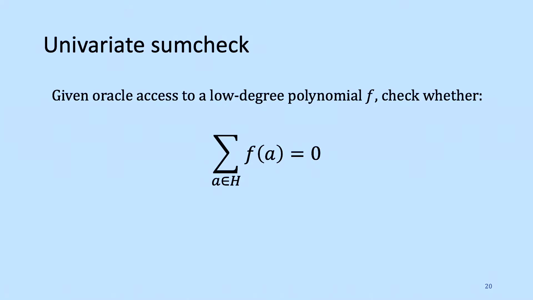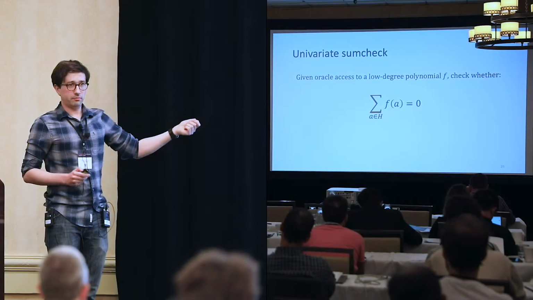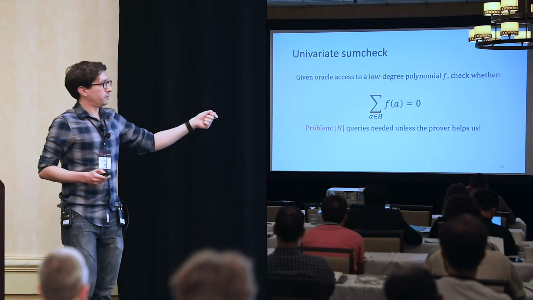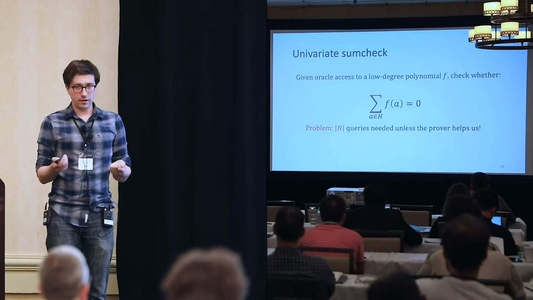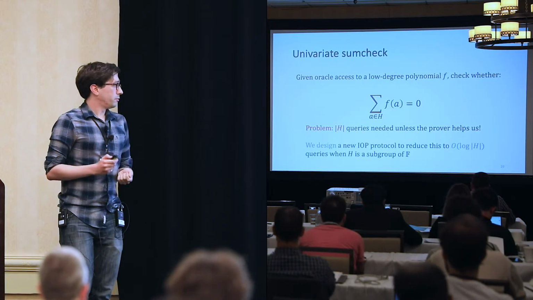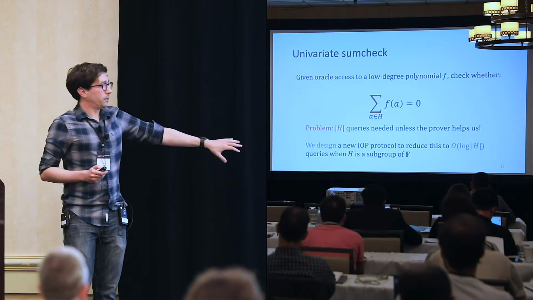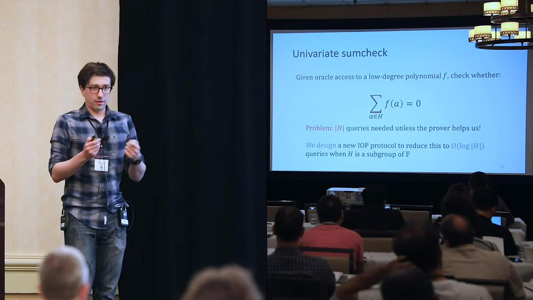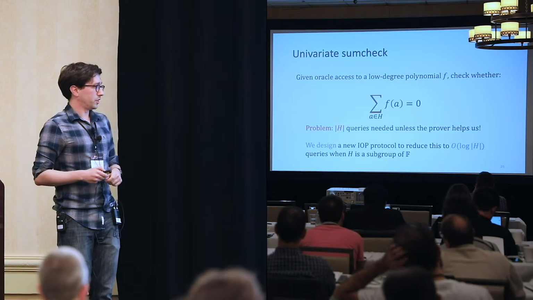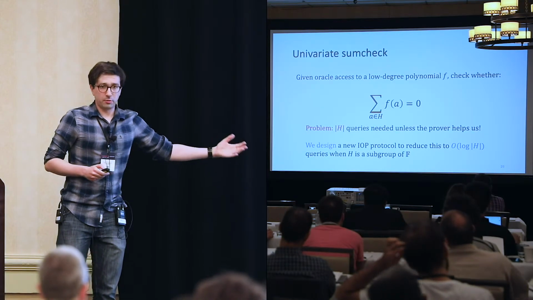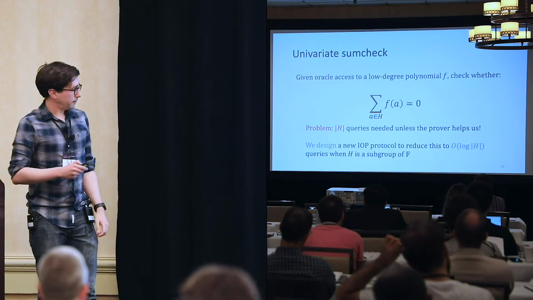And this is what univariate sumcheck looks like. You may have seen multivariate sumcheck before. This is just the univariate equivalent. You're given oracle access to a low degree polynomial, and you want to check whether this sums to 0 over some set H. In order to do this without any help, you can prove that you need size of H queries. And what we do is we design an IOP protocol which reduces this exponentially to log of size of H queries, so long as H has algebraic structure. It has to be a subgroup of the field.